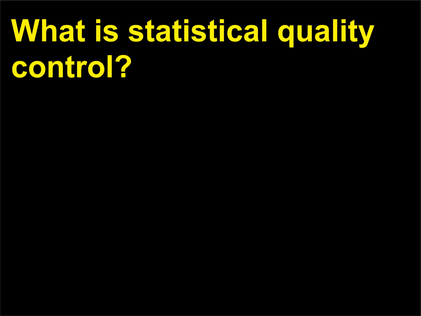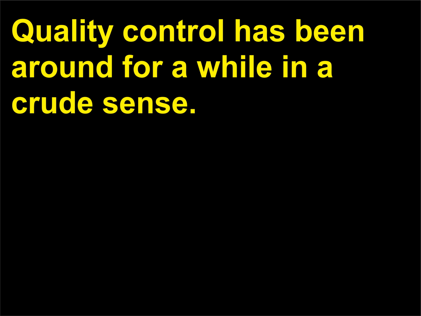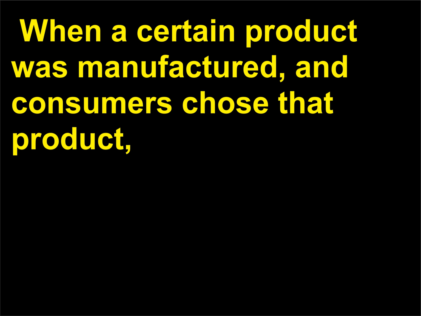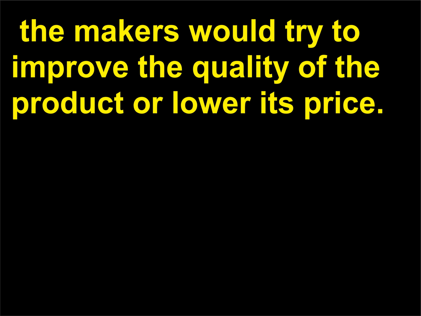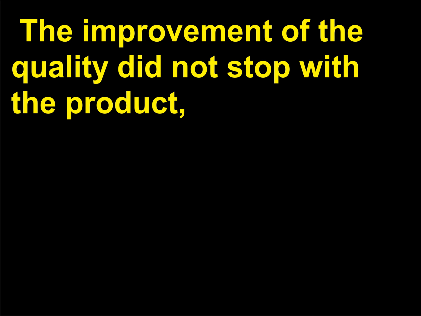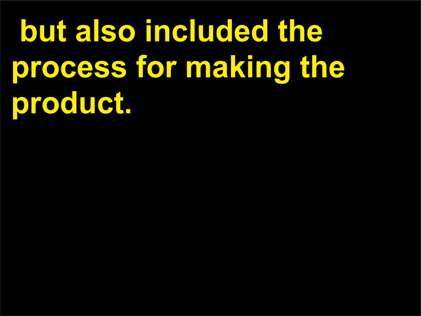What is statistical quality control? Quality control has been around for a while in a crude sense. When a certain product was manufactured, and consumers chose that product, the makers would try to improve the quality of the product or lower its price. The improvement of the quality did not stop with the product, but also included the process for making the product.